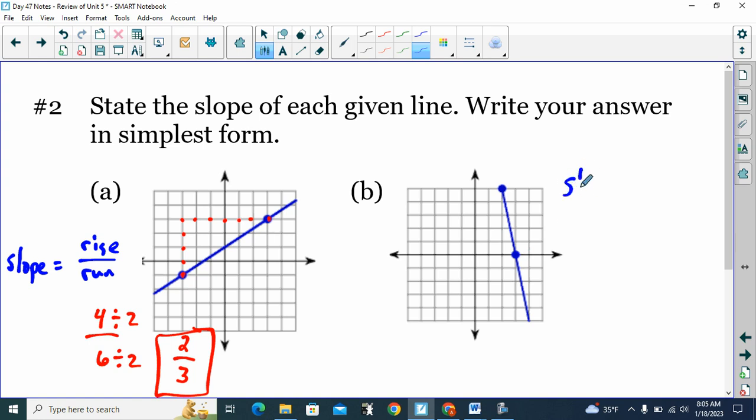Again, slope of a line. If we are given the graph, we should be thinking slope is rise over run. For our rise, I start at the leftmost point, the furthest one to the left. I go down 1, 2, 3, 4, 5. I went down 5. Negative 5 is my rise. And my run is to the right 1, over 1. Negative 5 divided by 1 is negative 5. And that's our answer.